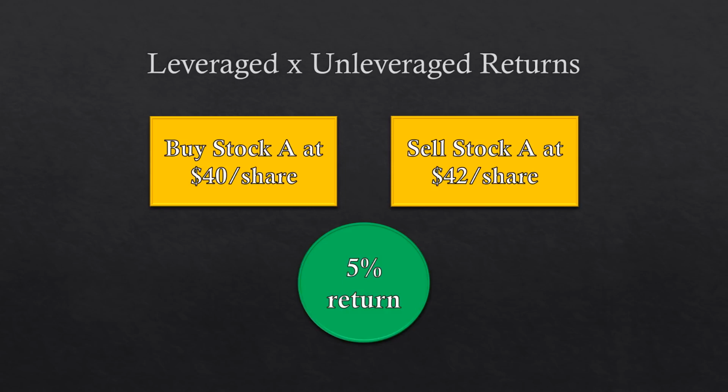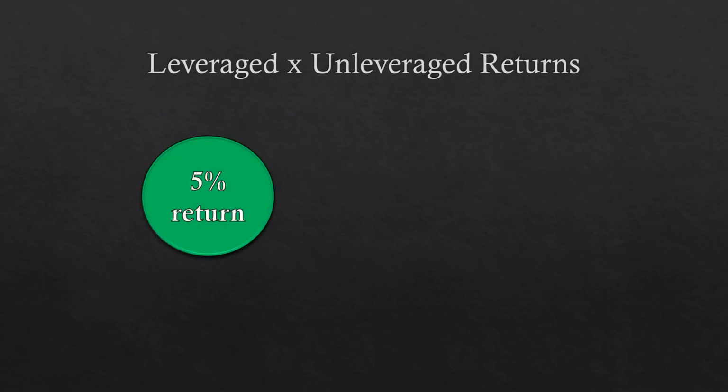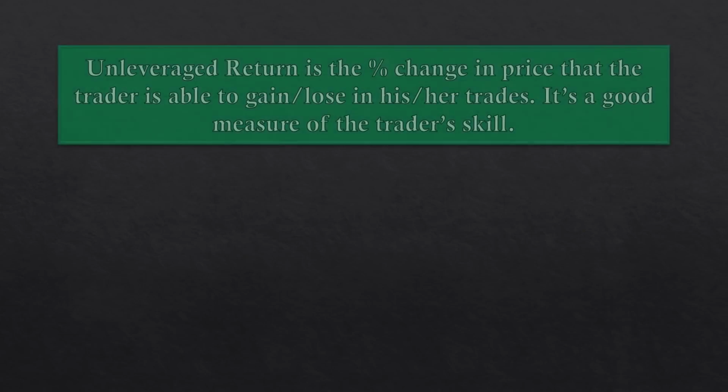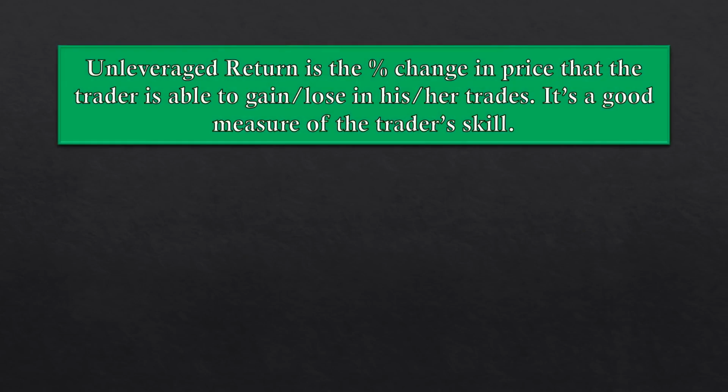However, let's say that you use 1 to 5 of leverage in this particular trade. Your gain will be multiplied by 5, so a 5% change in price causes a 25% change in P&L. This is the leverage return reflected on the P&L. In summary, the unleveraged return is the percentage in price that the trader is able to gain or lose in his or her trades. It's a good measure of performance because it shows how much the trader can predict the market without distortions.